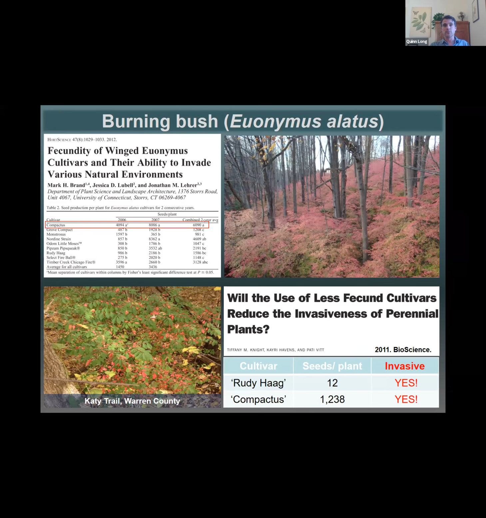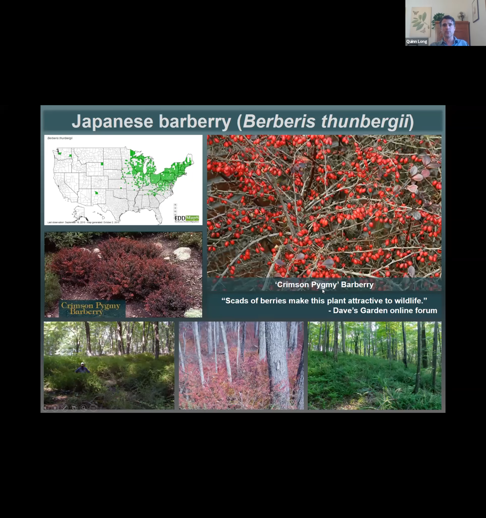And here I have just a few screenshots from several studies looking at these cultivars and determining that yes, in fact, they still are highly invasive, and in some cases actually do have relatively much higher seed set than initially reported. The same would be true for Japanese barberry. There's a variety cultivar, Crimson Pygmy, that had been marketed as being less of a concern, but in fact, analysis has determined that it still is very much an invasive threat. The same has been found for certain cultivars of common buckthorn like Fine Line.